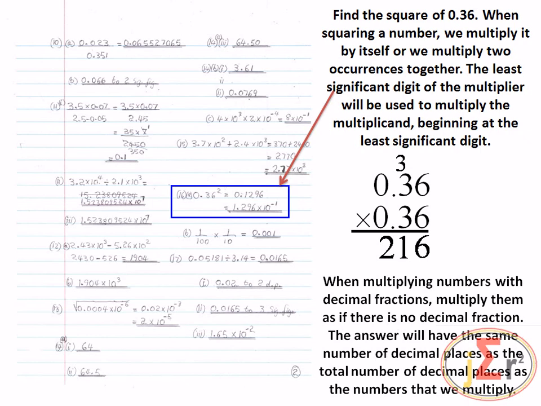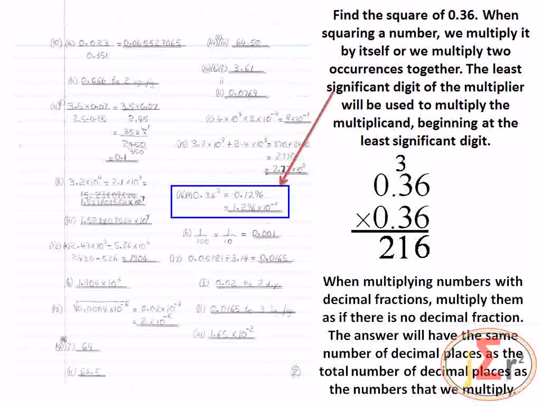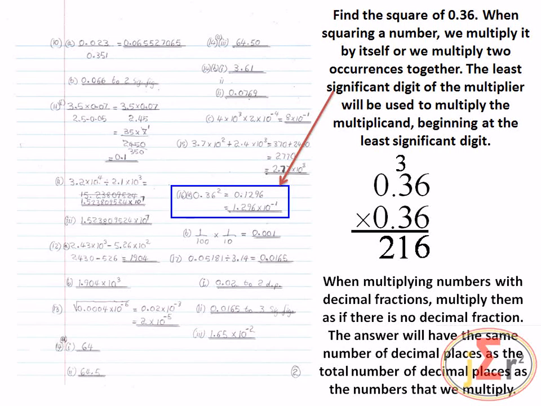The answer will have the same number of decimal places as the total number of decimal places in the numbers that we multiply. So how many decimal places do we have here? 1, 2, 3, 4. So we have 4 decimal places together in the numbers that we are multiplying. The result will no doubt also have 4 places of decimal. We have multiplied by that 6. Now we will multiply by 3.